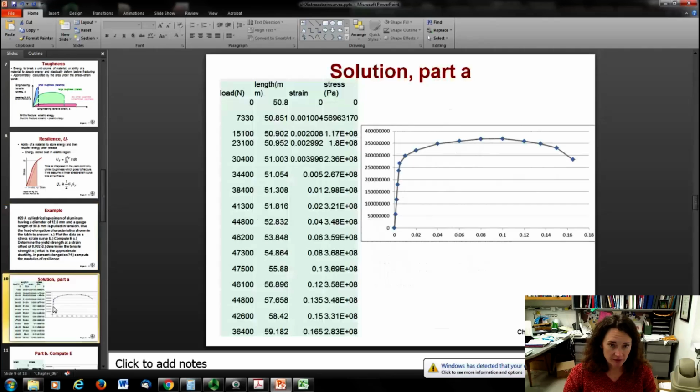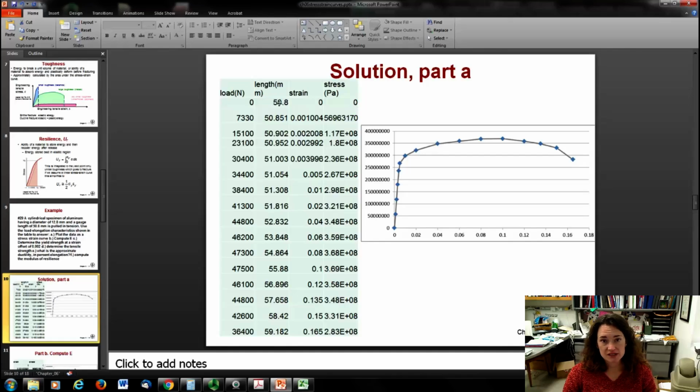Now, in the problem, what they gave you was the load versus the length. And this is usually what's outputted by a tensile testing machine. And then from the load, you can calculate the stress by dividing the load by the cross-sectional area. And you can calculate the strain by dividing the change in length by the initial length. Okay? So here, if you start out at a load of 0, the initial length of the material was 50.8 millimeters in the data that I was given in the problem. And then here's the load.